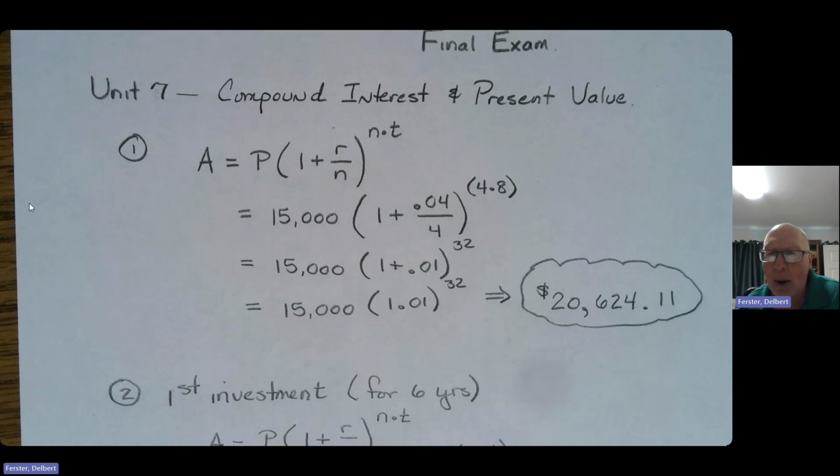You're going to need to raise to a power. So you can punch that straight through in one shot. 15,000 times 1.01 caret to raise to the 32nd power. Hit equals and you're there. And we would have realized that his $15,000 develops into a sum of $20,624.11 at the end of the 8 years. And problem number 1 is officially finished.